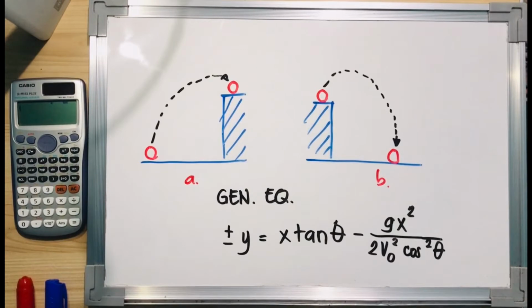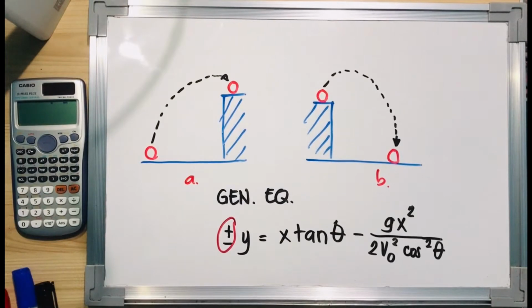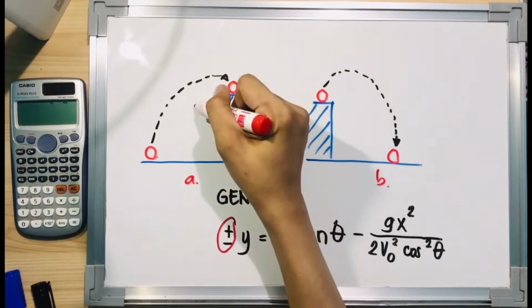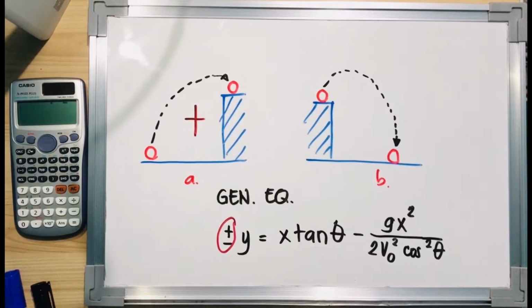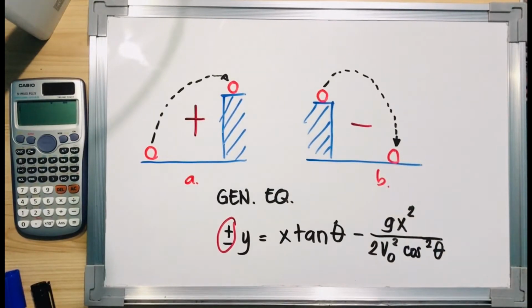Ngayon, nakakita kayo ng ambiguous signs ulit. Kailan natin gagamitin yung positive at kailan natin gagamitin yung negative? Ito yung magiging rule. Okay? Makinig. So, use positive if the point of impact is above the point of release. At ito yon. So, use positive sa scenario na to. Use negative sa scenario na to. Okay? At same equation lang yung gagamitin natin.